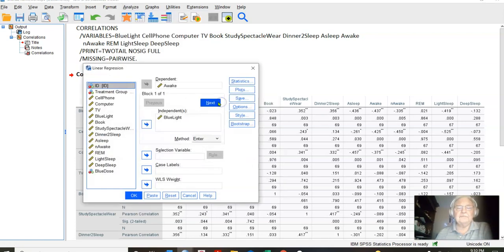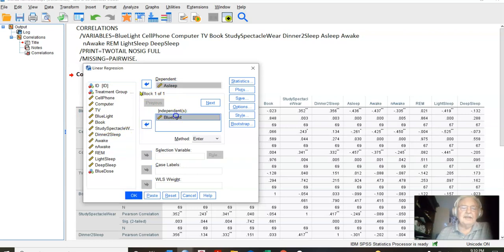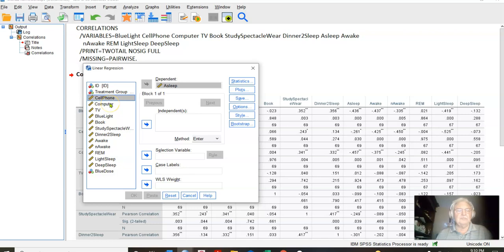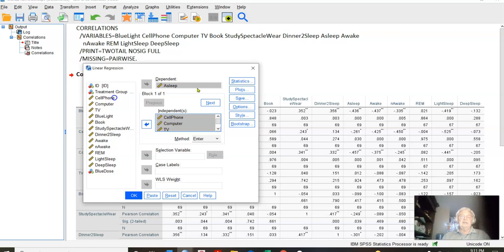So here's the linear. And what do we have? Well, in this case, we're going to just look at awake. No, we're not. We're going to look at asleep. And for this one, we're not going to look at blue light. Rather, we're going to look and see whether cell phone, computer minutes, or TV, as recorded by diary at night, and we'll add book too, which of these has an influence on the amount of time you're asleep.